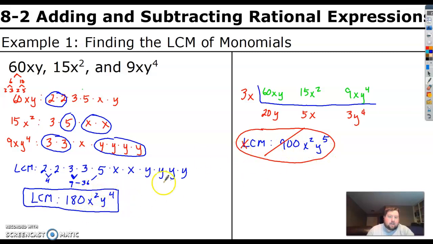The x squared they had in common, so the x's were fine with the other method, but it's y to the fourth power instead of the y to the fifth power. Using this method is a surefire way to get you to the LCM. The upside down division method works really good if you only have two monomials, but if you have more than two, 3 or 4, this method is going to work a little better for you on those.